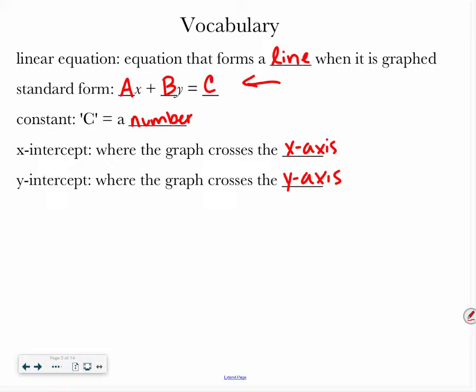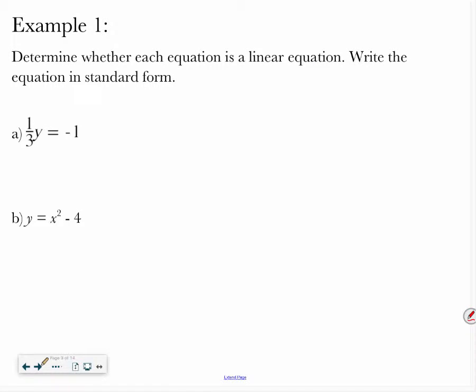As we take tests and quizzes in this chapter, there are going to be multiple forms of writing equations. Make sure you keep them straight. The first one we're going to learn in this chapter is standard form. Let's look at our first equation. Determine whether each equation is a linear equation, and then write the equation in standard form. So remember, standard form, ax plus by equals c.